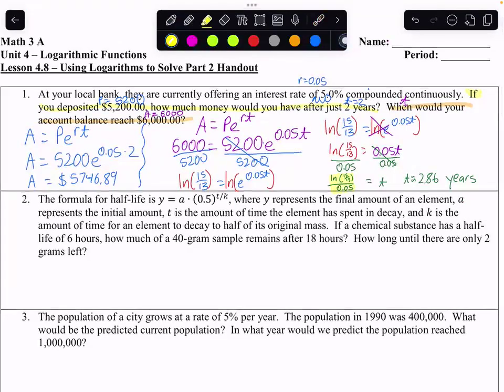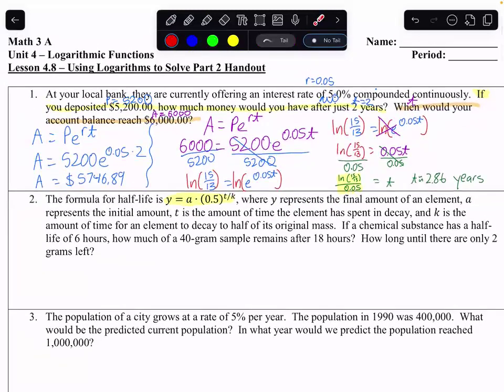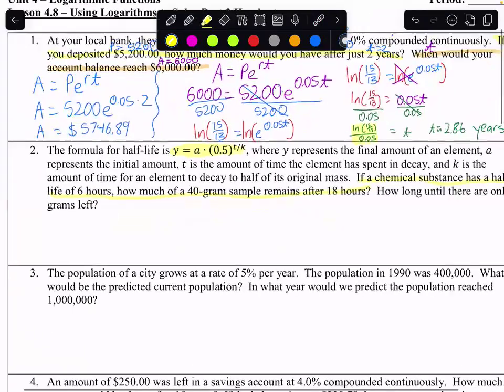Okay, so a formula that we can use is given here. Y equals A times 0.5 to the power of t over k. Y is the final amount of that element, A is the initial amount, t is the time, and k is the half-life, which again is different for each element. Okay, so again, on this whole page, there's going to be 2 questions per problem. Okay, so the first question, if a substance has a half-life of 6 hours, how much of a 40-gram sample remains after 18 hours?